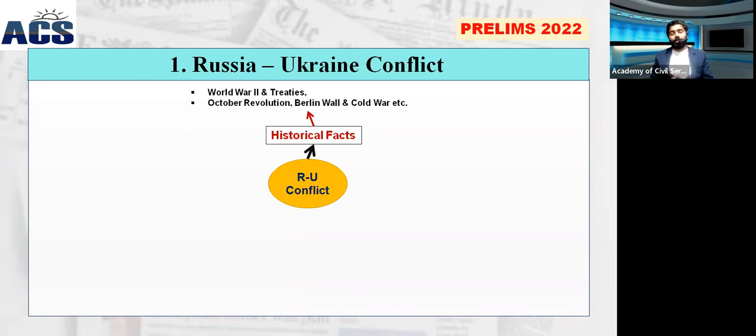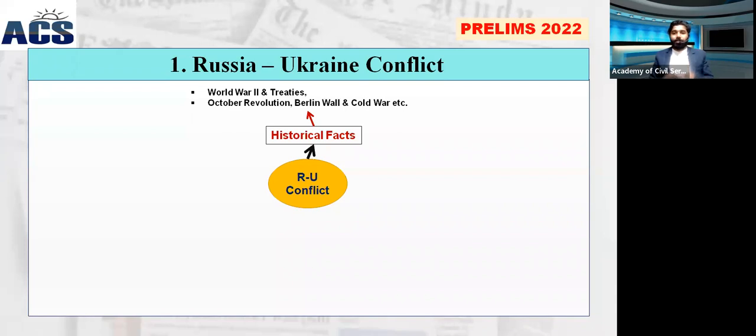Then the October Revolution, also known as the Russian Revolution, because Russia as a country was frequently in the news. That's why the October Revolution is an important revolution among the historical facts that we need to refer to for our prelims. We can expect questions on this area as well.